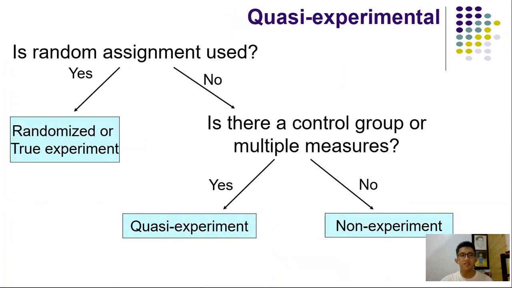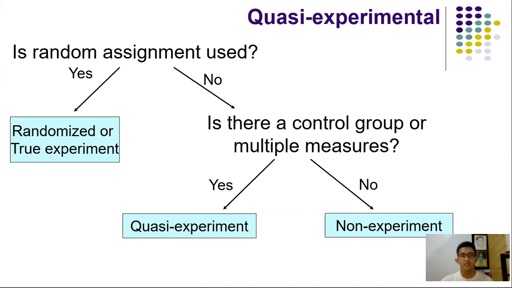The quasi-experimental, we need to answer this first. Is random assignment used? If yes, then we are going to use the true experimental. If no, is there a control group or multiple measures? Kapag yes, quasi-experimental ang gagamitin. Kapag no, non-experimental ang ating gagamitin. I'll discuss later what's non-experimental.